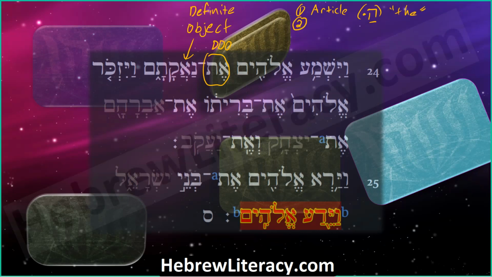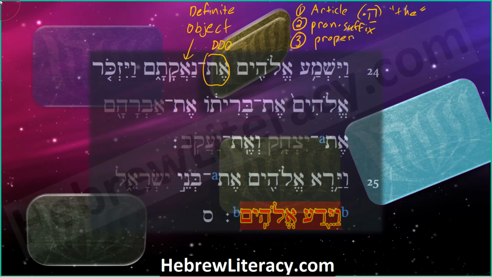A pronominal suffix at the end of the word. Very good. A pronominal suffix, very good. Okay, and the final way, the third way that a word can be definite, a proper noun. Exactly.